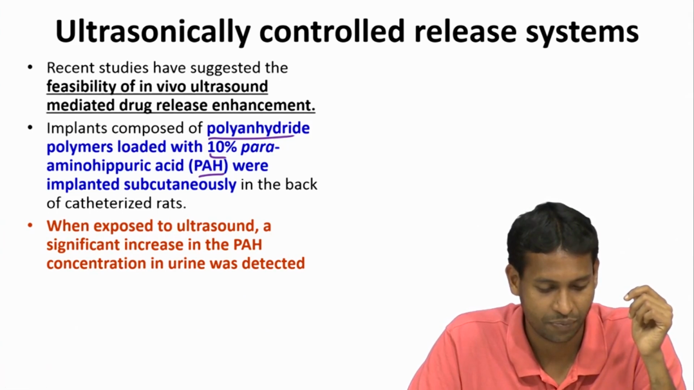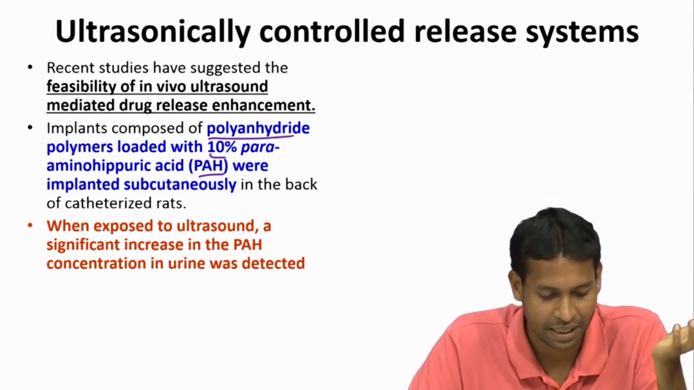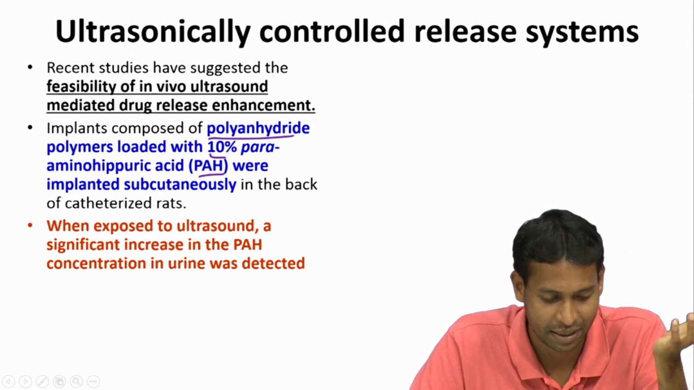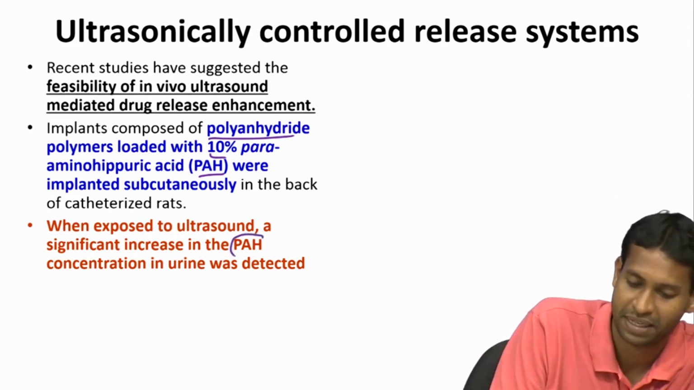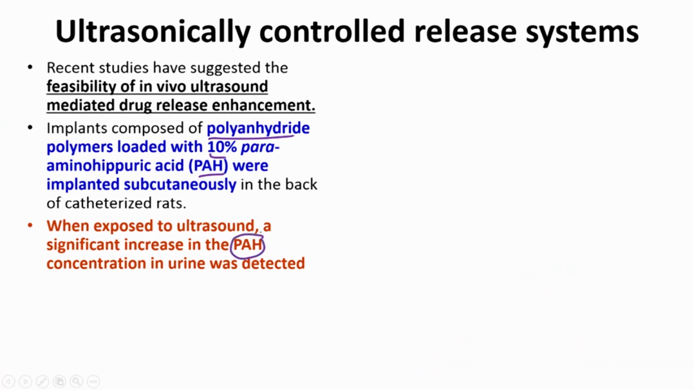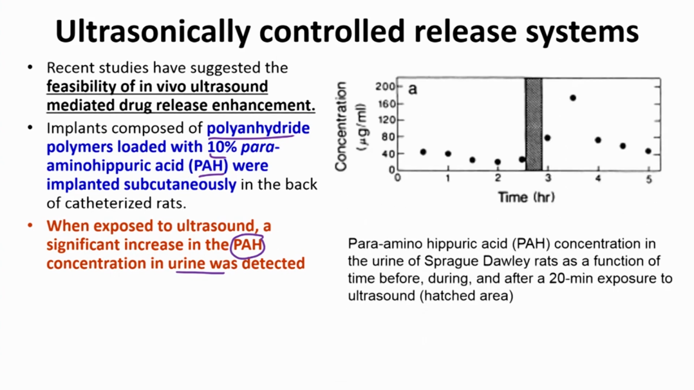And then when these were exposed to the ultrasound, you had an increased amount of this PAH drug being detected in the urine. That means the system was releasing more PAH, and that PAH was being eventually cleared away by the urine. And here is the data on that. Here is your drug PAH, and this is the concentration of the drug in the rats' urine as a function of time.